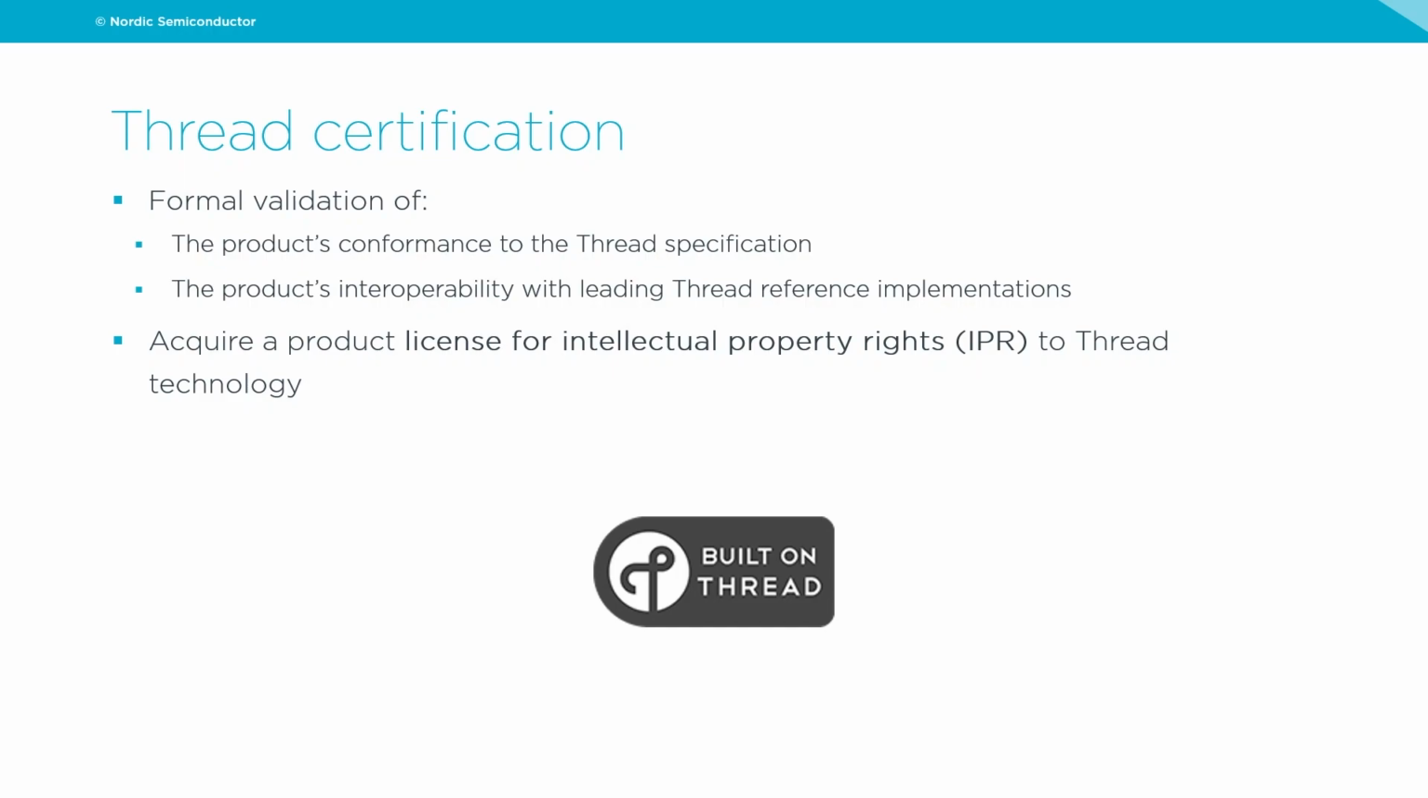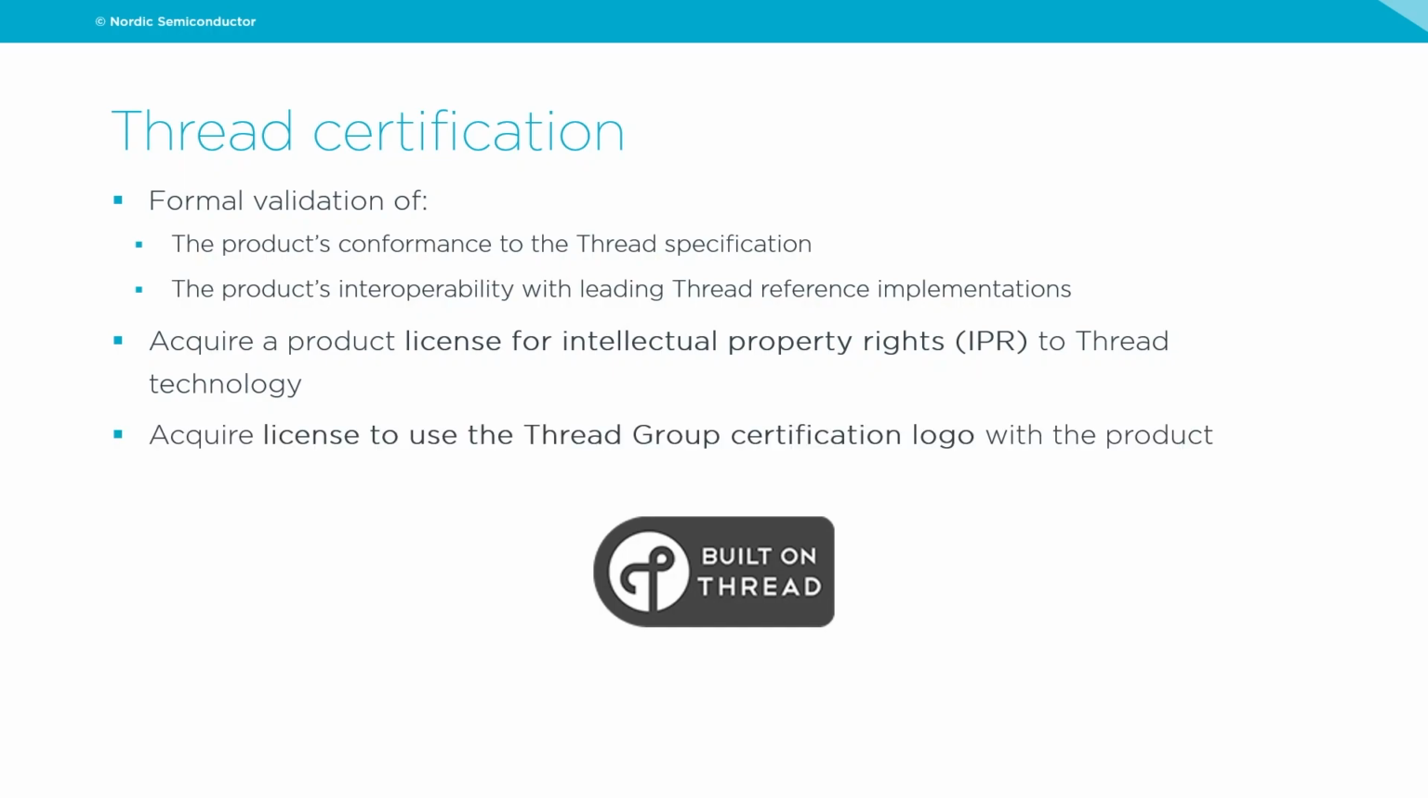A certified Thread product also acquires a product license for intellectual property rights to the Thread technology. Without certification, your product violates the patents used in the Thread specification. Finally, a certified Thread product acquires a license to use the Thread Group certification logo with the product. You can familiarize yourself with additional details of Thread certification using the link provided at the bottom of this slide.